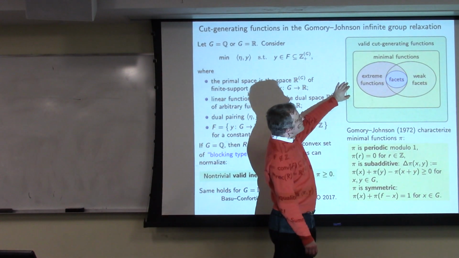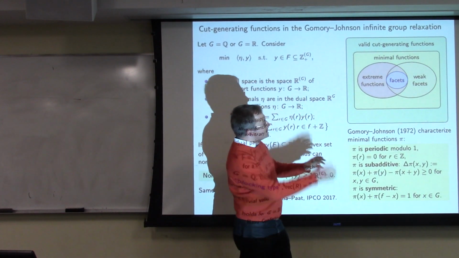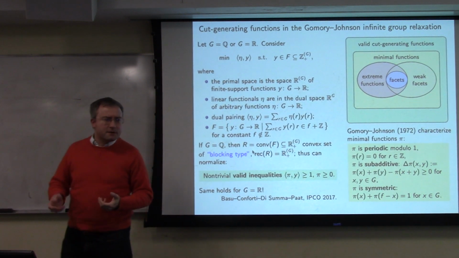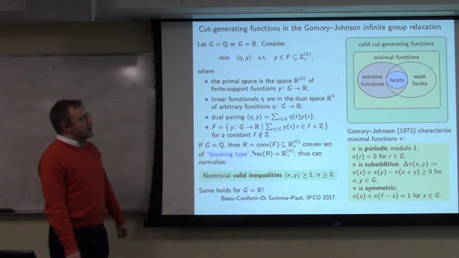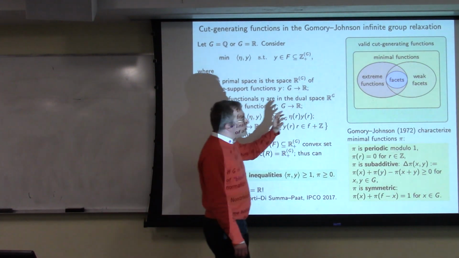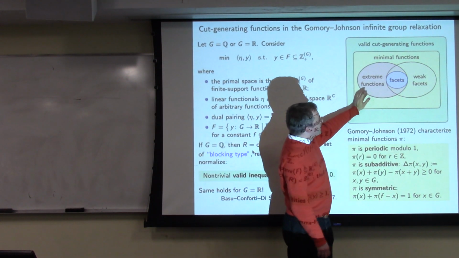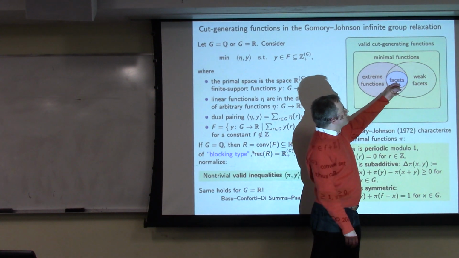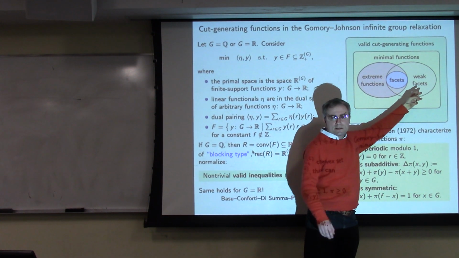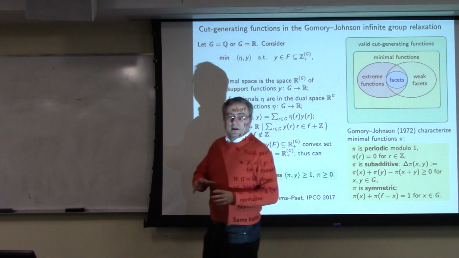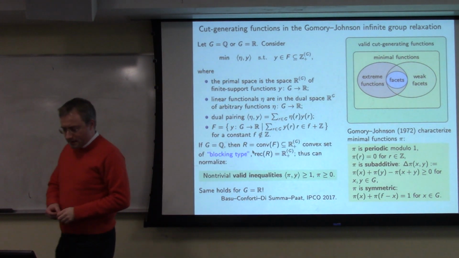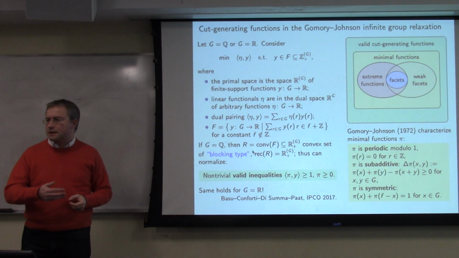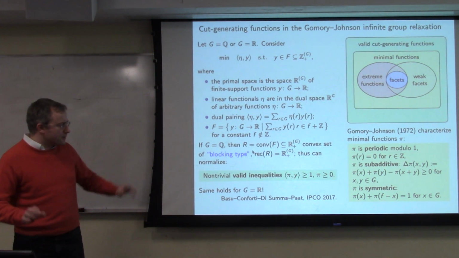You have the valid functions, you have the minimal functions, and then in the middle there's something that should be like facets, but there are some infinite dimensional complications arising, and I get a more complicated structure. There's something called extreme functions. There's something that we call facets, and something that we call weak facets. They're not quite the same, and they exactly correspond to the three equivalent characterizations that I showed you before. Not exactly the topic of my talk.